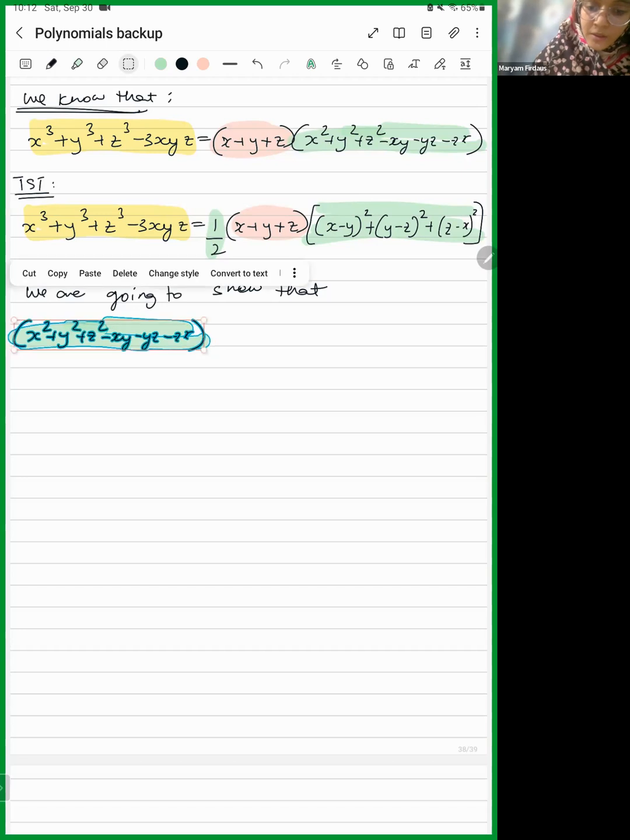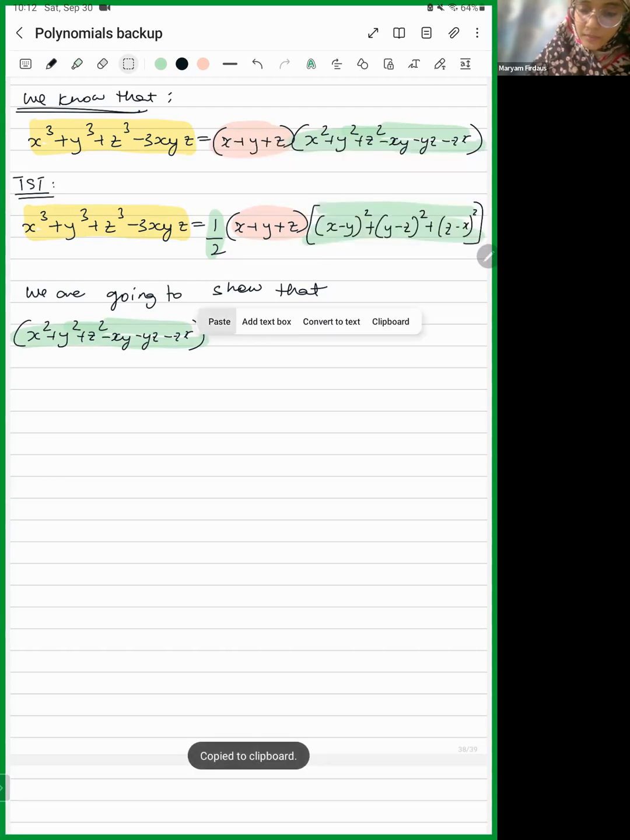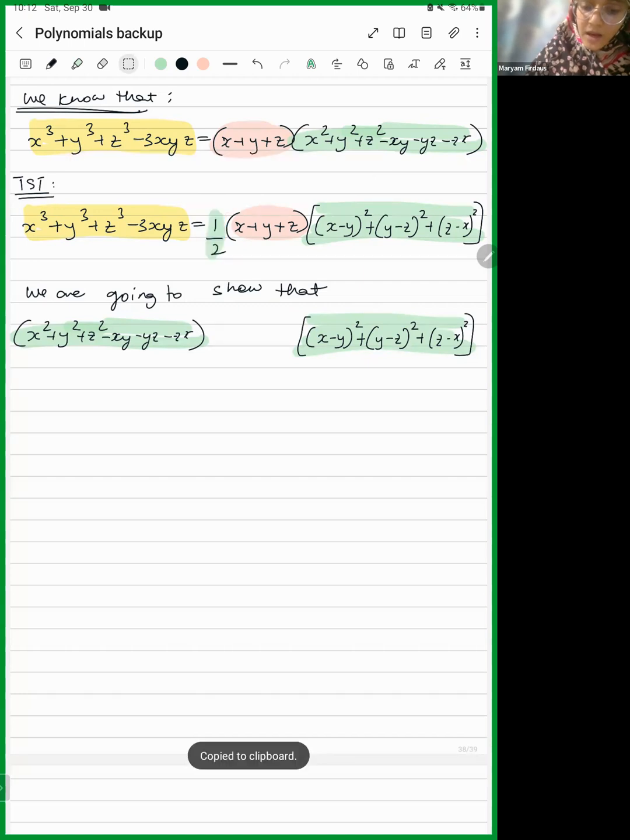is equal to this thing. Because there's a half also over there, so we cannot ignore it. So we're going to show that this thing is equal to this thing. Till here, is it clear, everyone? Please respond. We won't move ahead until every single student is clear with this.